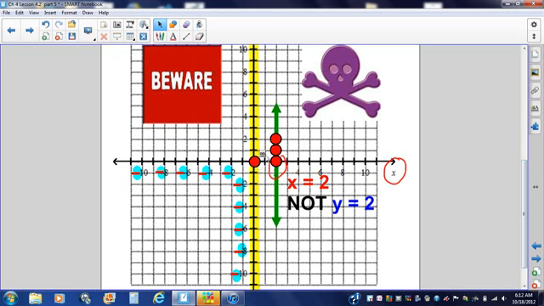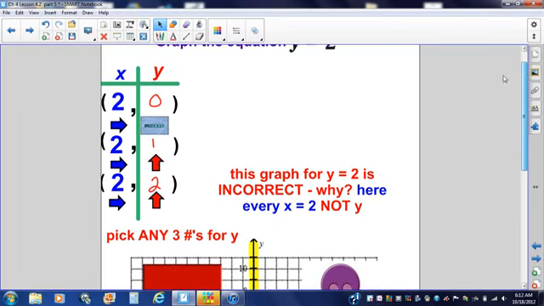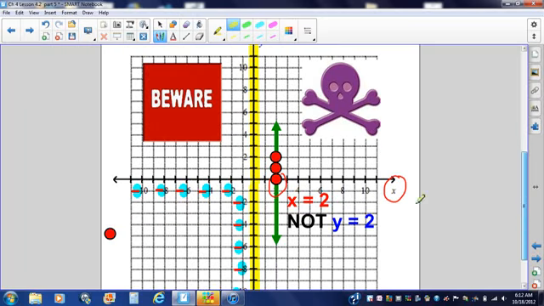Notice in my chart here, for all my ordered pairs, under x, I have 2. So that means when I graph it, all of my dots for my ordered pairs are going to be somewhere where x is 2.